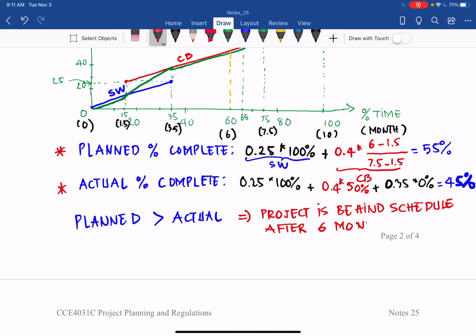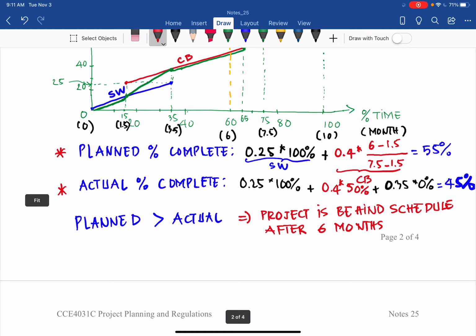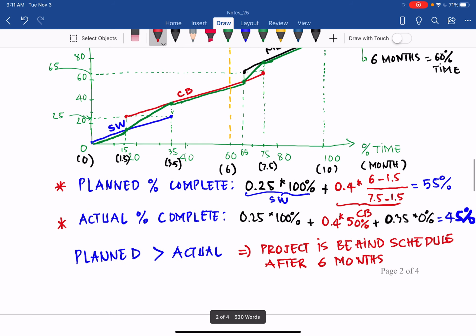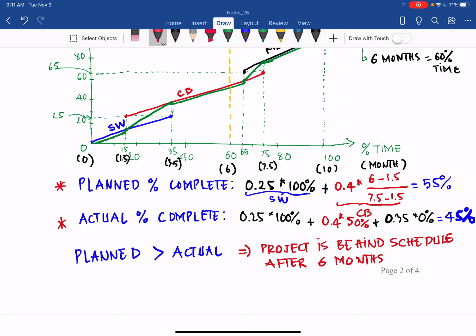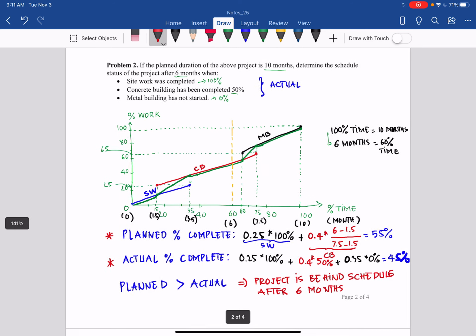You can say that it's behind about 10%, and 10% for a project of 10 months is about a month, 1 month behind in this problem. So that is problem 2.